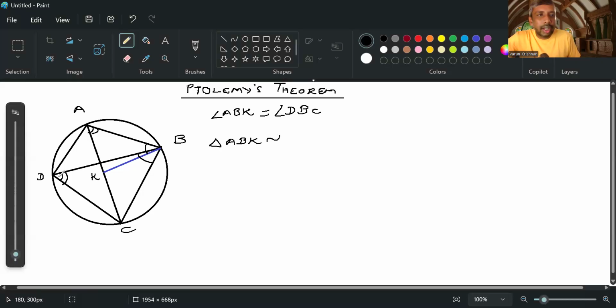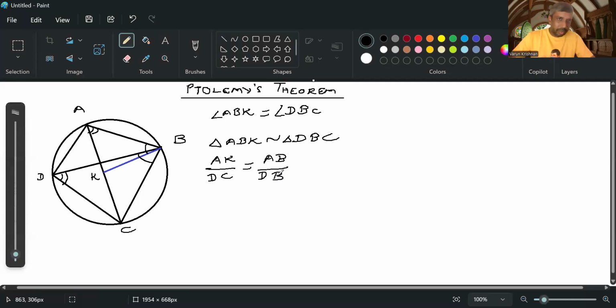Why? Because angle A and angle D are equal, and similarly angle B of triangle ABK is equal to angle B of triangle DBC. So two angles are equal, which makes triangle ABK and triangle DBC similar to each other. Now, applying the ratio of corresponding sides between these two similar triangles, I get AK by DC is equal to AB by DB.